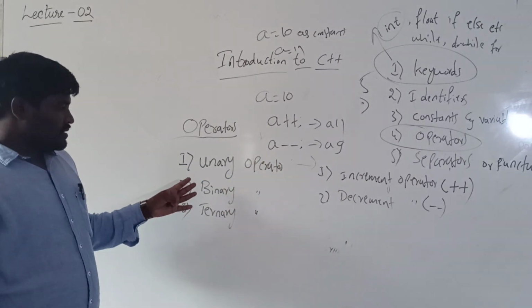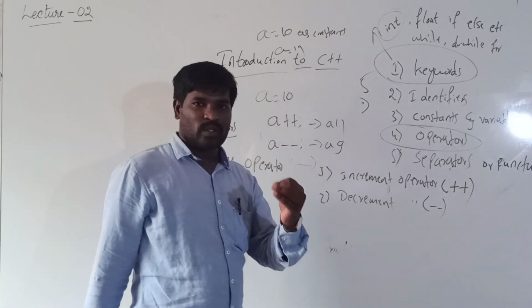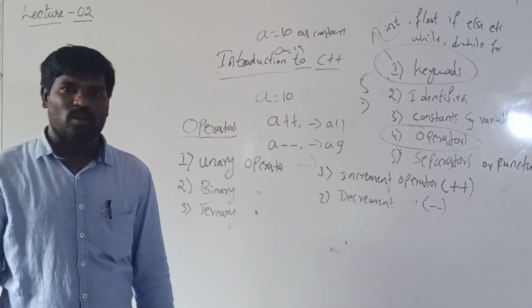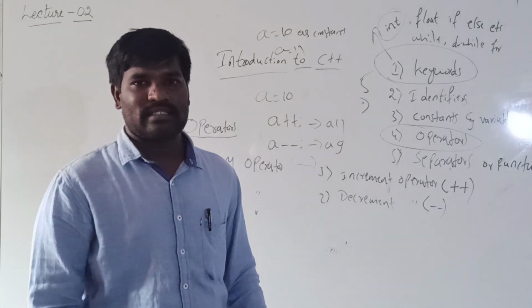In binary again there are 4 types. In ternary there will be only one operator, that is the conditional operator. We will discuss it in the next class. Thank you.